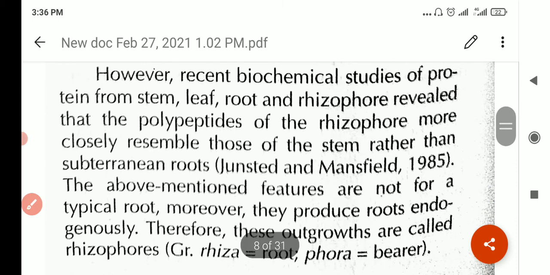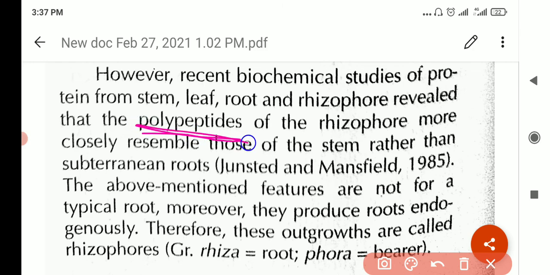Then there are some biochemical studies where they studied the proteins from the leaf, the stem, the root, etc. And they saw that the proteins of the rhizophore were closely resembling the stem rather than the roots. So that's why we do not say directly root, we say rhizophores, because they could be either root or stem.